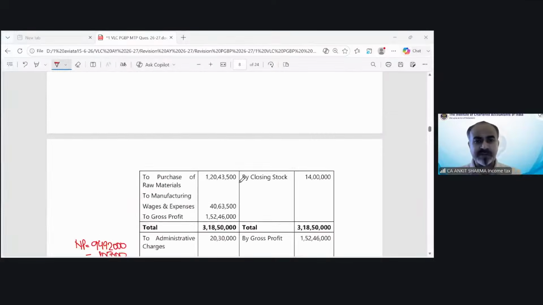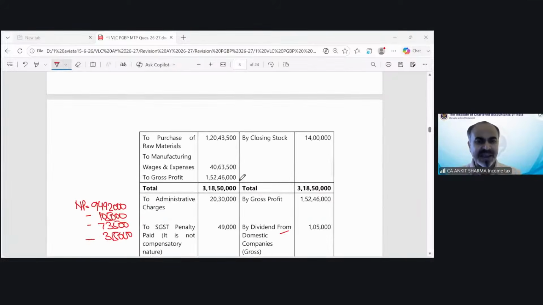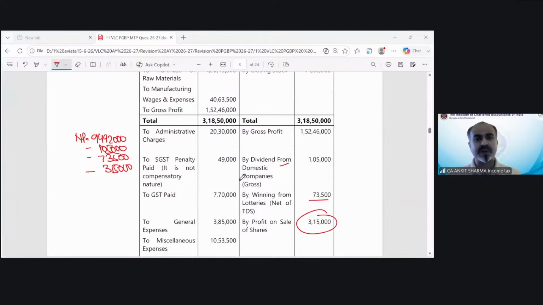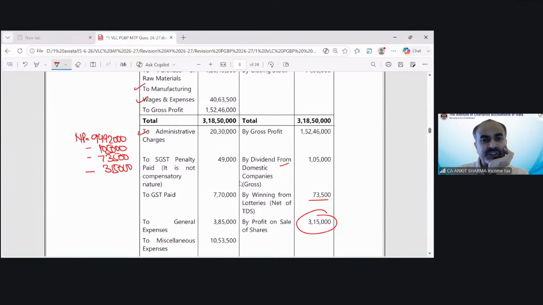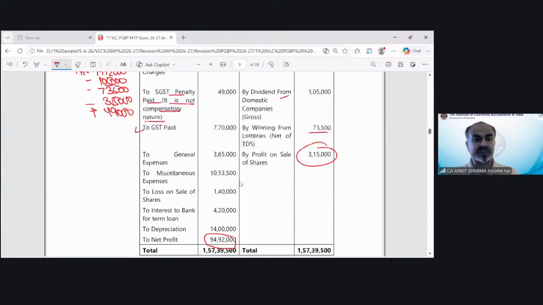Okay, so now let's see on the debit side what we can add back if there's anything disallowed. Administrative charges, wages, all are allowed. SGST penalty paid. It is not compensatory nature. So this 49,000 is going to be disallowed. GST paid is okay. To general expense, to miscellaneous expense, to loss on sale of share. Again, this is capital gain. We have to add it back. 140. Interest to bank on term loan. Not a problem. Now depreciation.